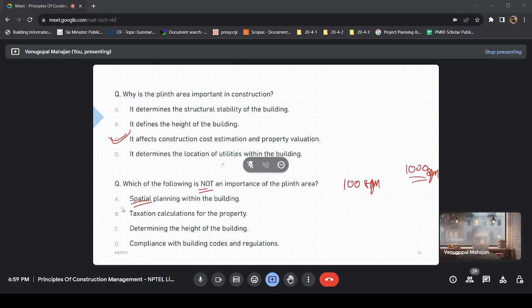Okay, so now coming to taxation calculations. Definitely, when you have got building bylaws, they make sure the calculations are based on your plinth area. Determining height of the building, we saw that it doesn't give you this part. Compliance with building codes and regulations, yes, it is there.